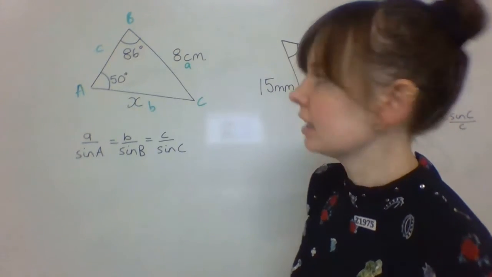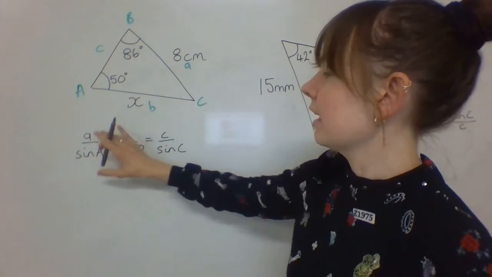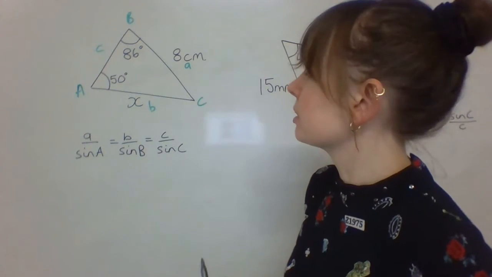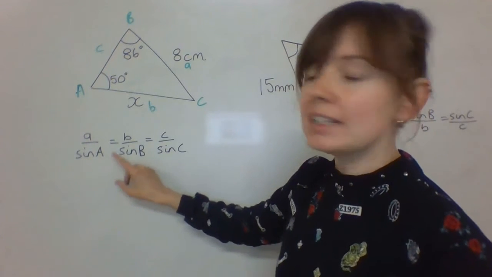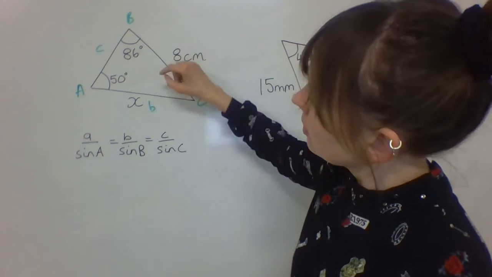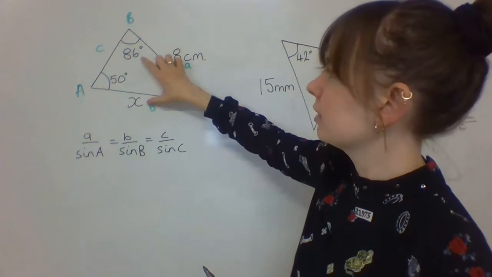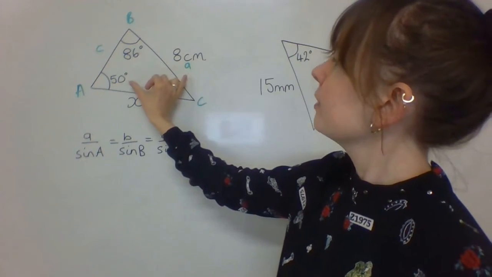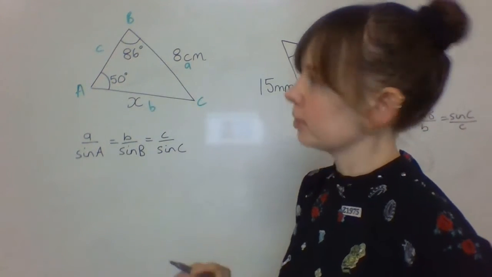over sine C. So when we've got these pairs of lengths and angles, then a over sine A equals b over sine B equals c over sine C. Now, to be able to use this formula, I need at least two pairs of lengths and angles. So in this problem here, I've got 86 and x, that's one pair, an angle and its opposite side, and 50 degrees and 8 centimeters, that's another pair. So I can use this formula.